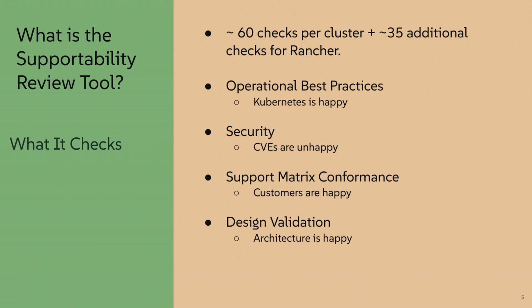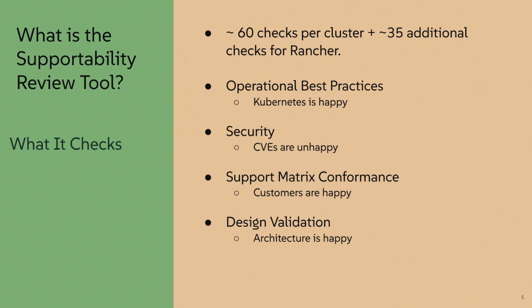Next up, we'll go over the categories that we have here. At this point in time, we have about 60 checks that we do per cluster and about another 35 additional checks for Rancher itself. These checks span 4 different categories. First off, operational best practices. These are things that Kubernetes says is the right way to do things, so we need to make sure that you're following what Kubernetes itself says is the best practice.